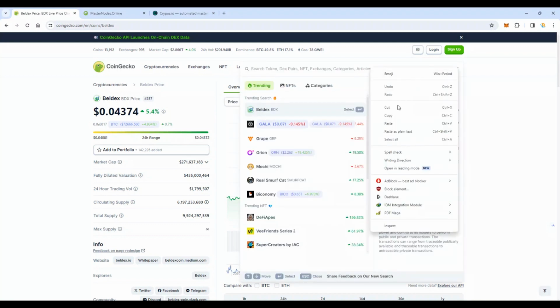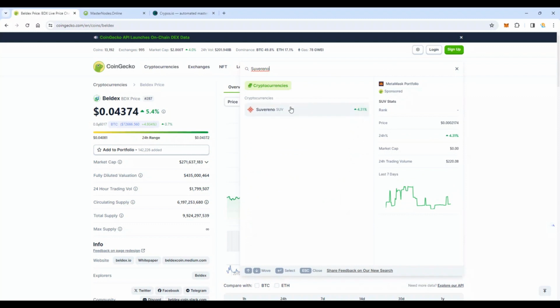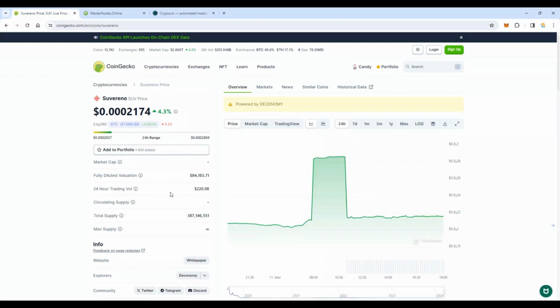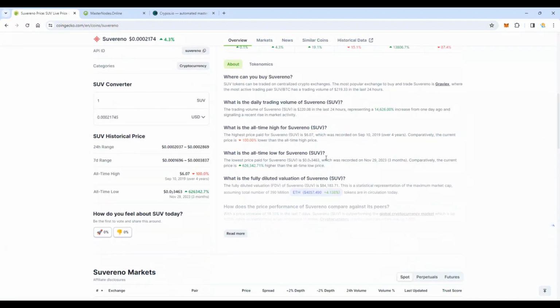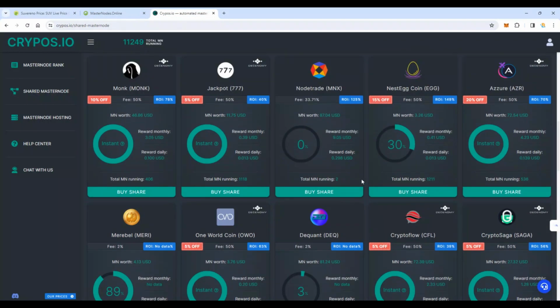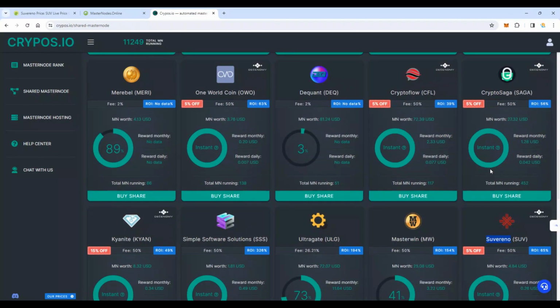Okay, I'm wondering why this is giving me a totally different project. Soberano. Oh yeah, here we are. So it has a 24-hour volume of 220. The fully diluted market cap is 84,000. It doesn't have a maximum supply, you know. Very useless projects. But anyway, for the purposes of this class, let's learn how to provide or run a node.